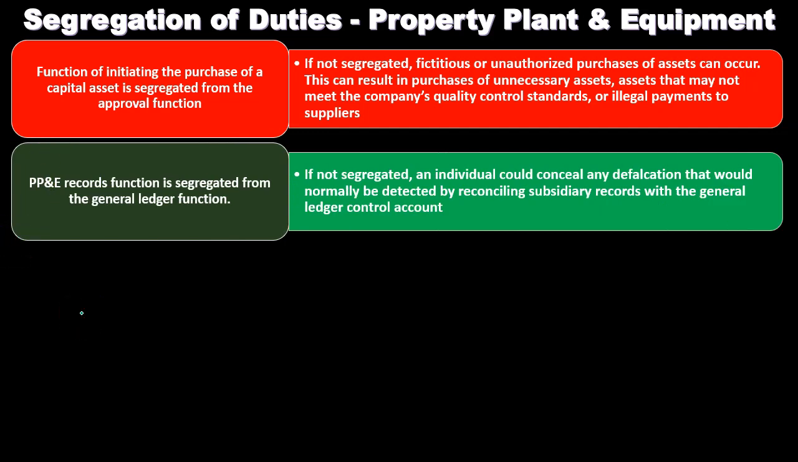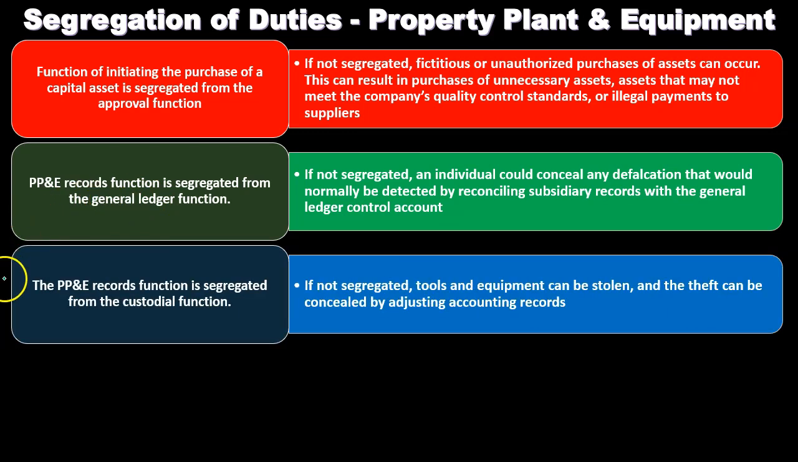Property, plant, and equipment records function is segregated from the general ledger function. If this was not segregated, an individual can conceal any defalcation that would normally be detected by reconciling subsidiary records with the general ledger control account. So that reconciliation process, the subsidiary ledger to the control account, should be a good control to have. If we have the same person involved, they could adjust those accounts. Then, of course, that control would be less effective.